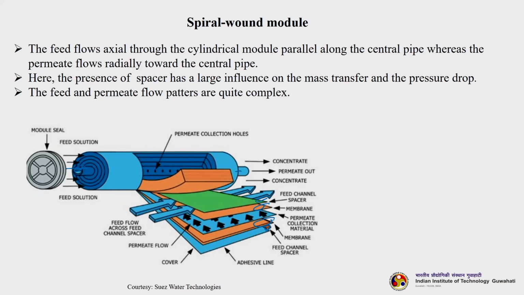The feed flows axially through the cylindrical module, parallel along the central pipe, whereas the permeate flows radially towards the central pipe. So, feed is flowing in this direction, and we get concentrate out here, whereas here permeate is collected through this particular tube over which the membrane and the spacers are rolled. The presence of the spacer has a large influence on the mass transfer and the pressure drop. The feed and permeate flow patterns are very complex because this is a very compact system. The beauty of the system is that in very little space we can have more membrane area. However, the flow types are very complex and difficult to characterize.